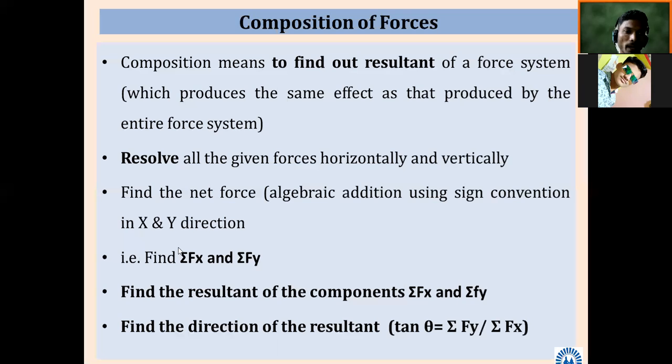Then what is the next step? Find the net force. Net force means total, so we have to find the sum. We can go for algebraic addition using sign convention. I told you in the earlier method, type number one, where there was a single force, that either we can use a sign or an arrow. But here it is compulsory: here we have to use a sign, either plus or minus.